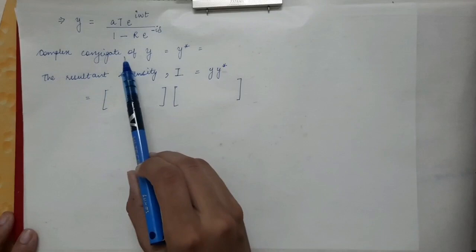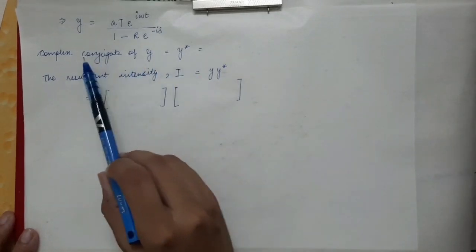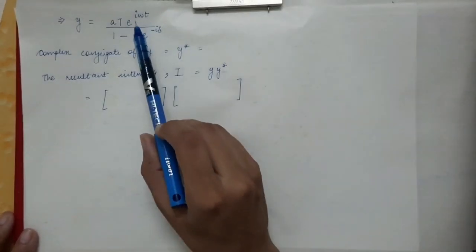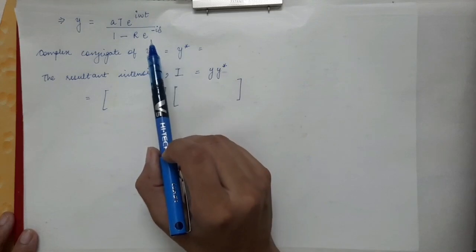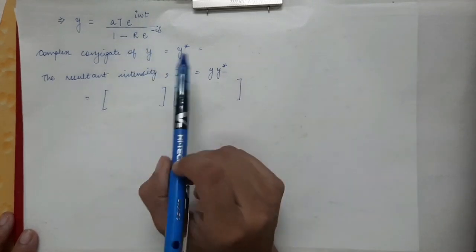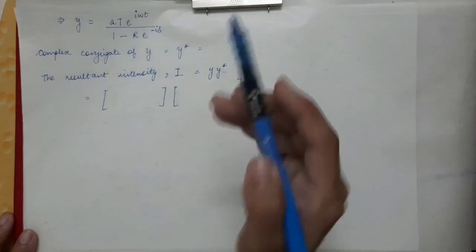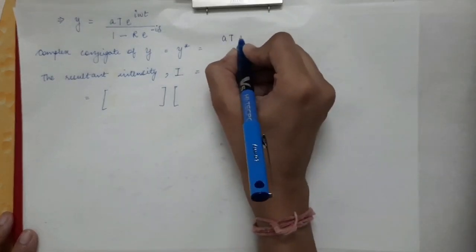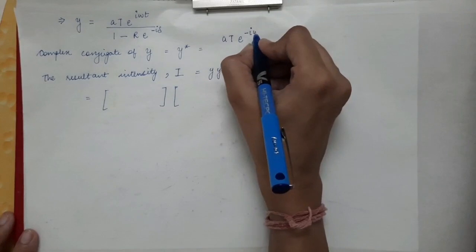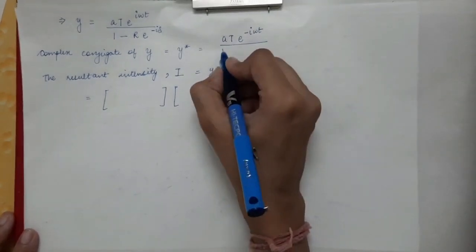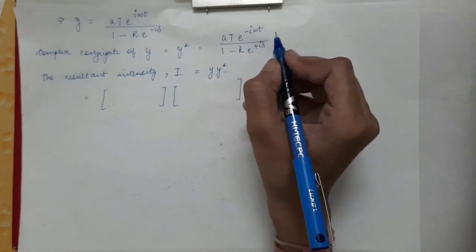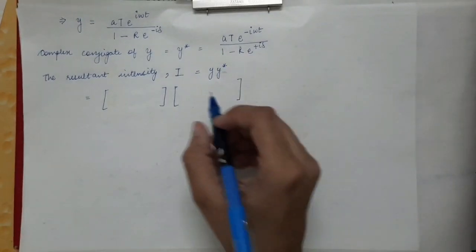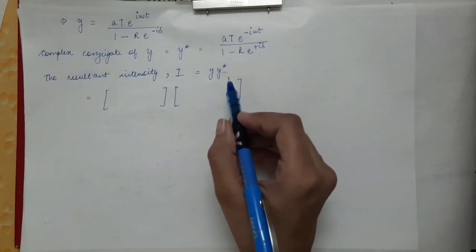So we need to find the complex conjugate y star, and to find it we invert the sign of iota. Wherever there is plus iota, we write minus iota, and wherever there is minus iota, we write plus iota. So y star from this equation will be equal to at e^(−iωt) divided by 1 minus r into e^(+iδ). Now the resultant intensity will be equal to y into y star.